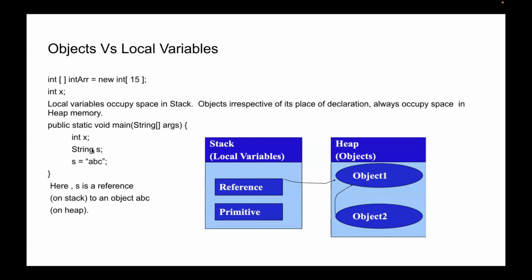So these are stored on the stack. Whatever local variables we have, suppose we have the local variable s, this will be stored on the stack. And what do we mean by object here? When we say an array object, suppose new int 15, this is an array object, and this is stored on the heap. Got it? So all objects and arrays will be stored on the heap, and all local variables will be stored on the stack.